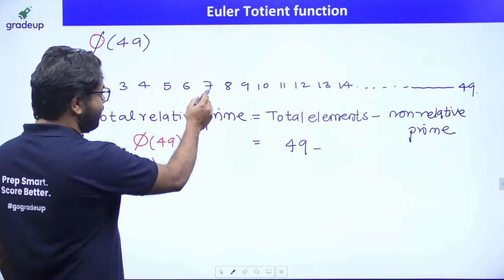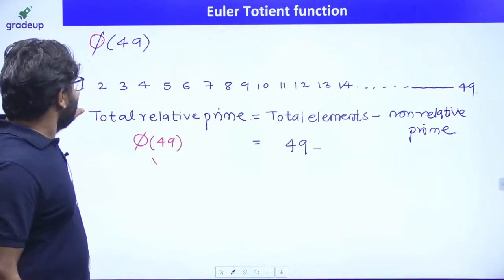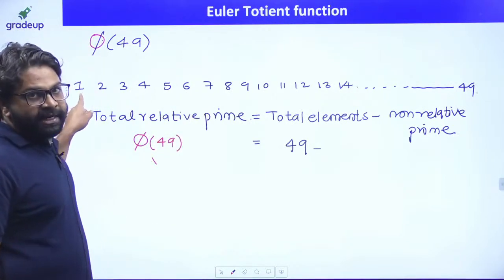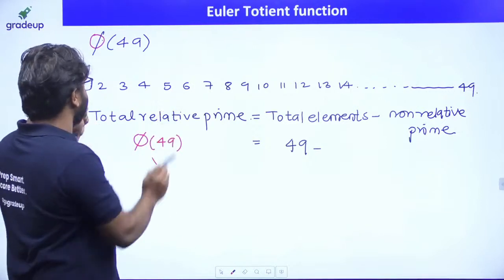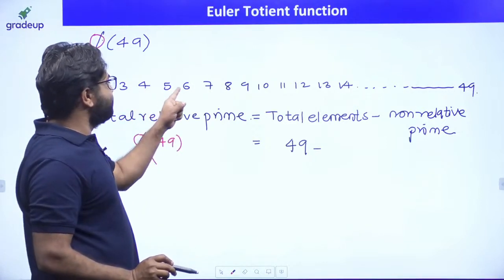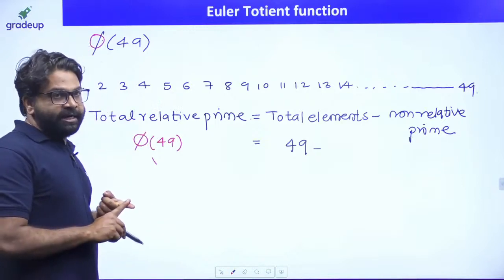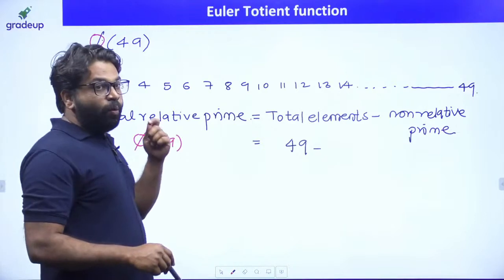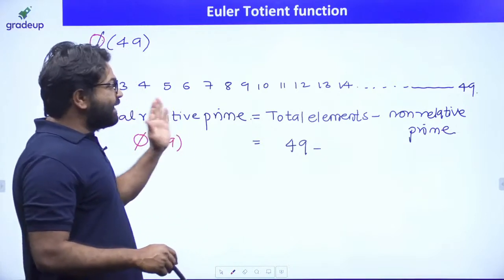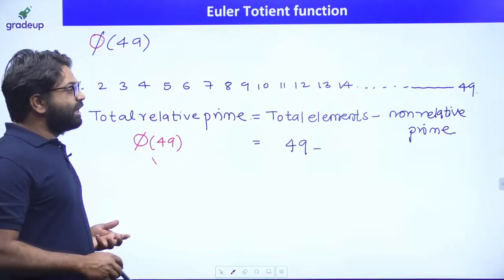Let's consider GCD of 1 comma 49, you will get 1. So these are relative primes: 1, 2, 3, 4, 5, 6. Sorry, these are all relative primes. Which one is a non-relative prime?